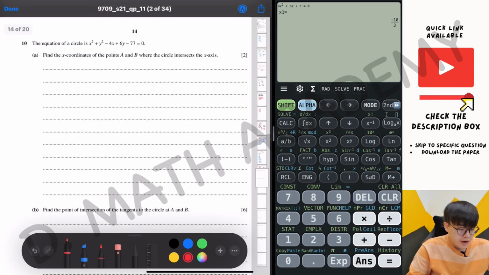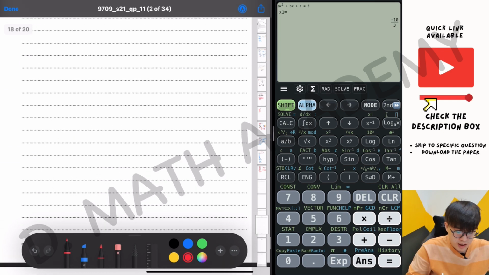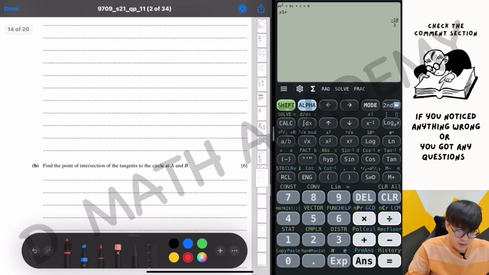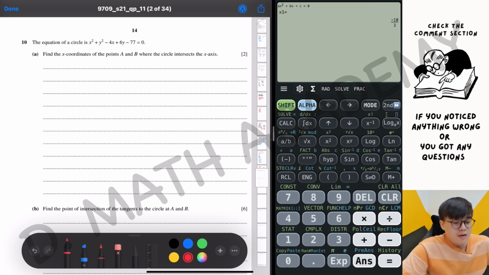Okay, moving on, we are at question 10 now. This is actually the last few questions that we have here. Let's have a look at it. So they say x squared plus y squared minus 4x plus 6y minus 77. Find the x coordinates of point A where the circle intersect at the x-axis.